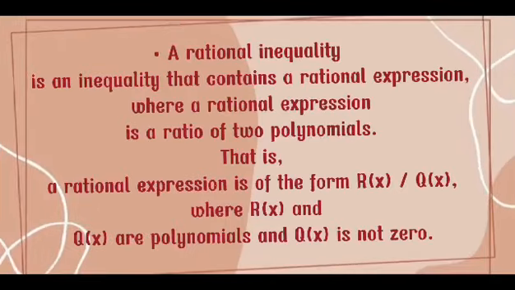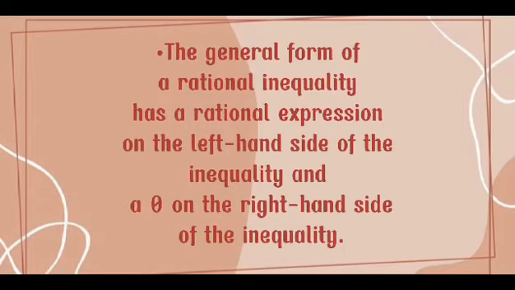A rational inequality is an inequality that contains a rational expression, where a rational expression is a ratio of two polynomials. That is, a rational expression is of the form P(x)/Q(x), where P(x) and Q(x) are polynomials and Q(x) is not zero. The general form of a rational inequality has a rational expression on the left-hand side of the inequality and a zero on the right-hand side.